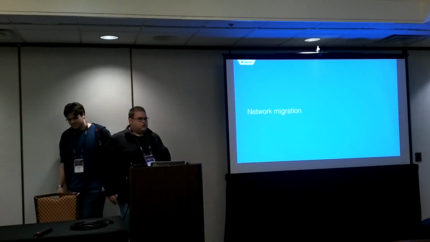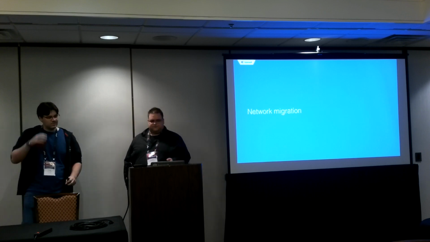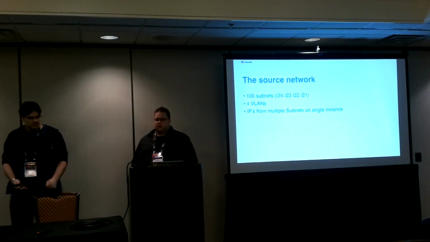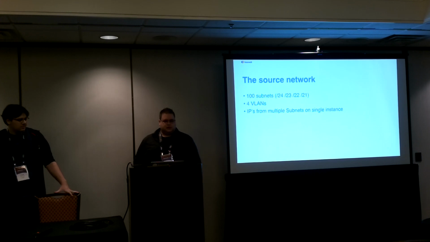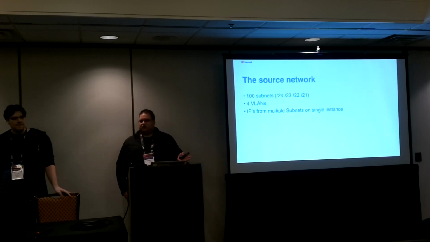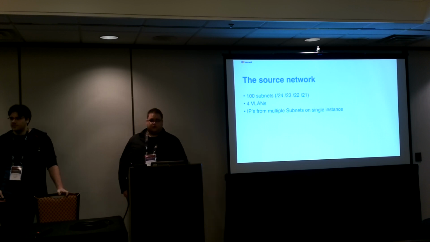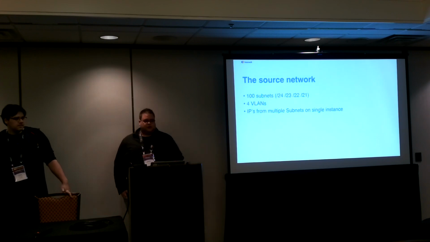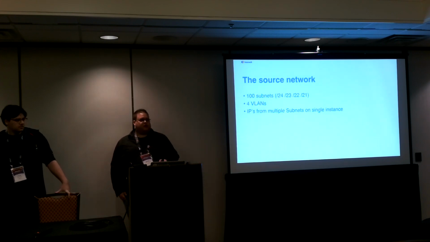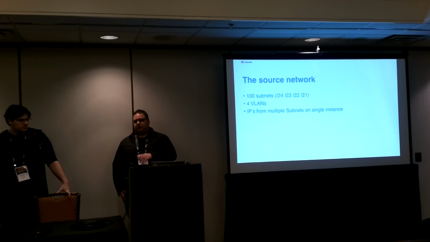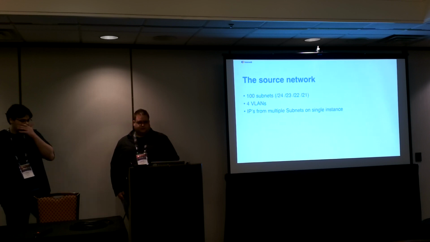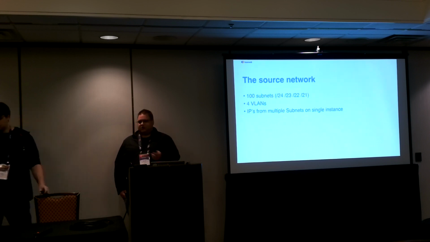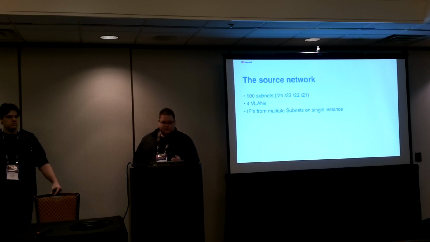Yeah. So network migration. The source network consisted of about 100 subnets of different sizes, /24, /23, /21. All these subnets were divided over 4 VLANs. And one of the challenges we had was that IPs from multiple subnets and VLANs were all used on single instances, which I'll explain later on how we solved.